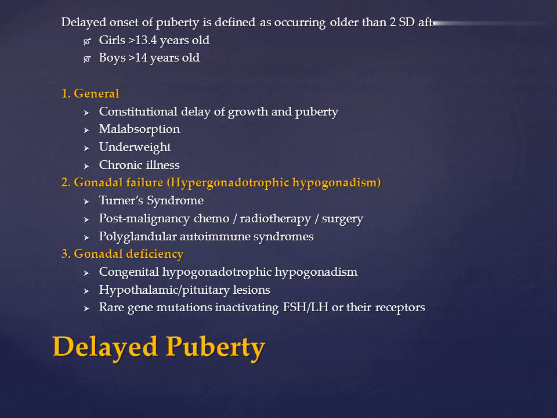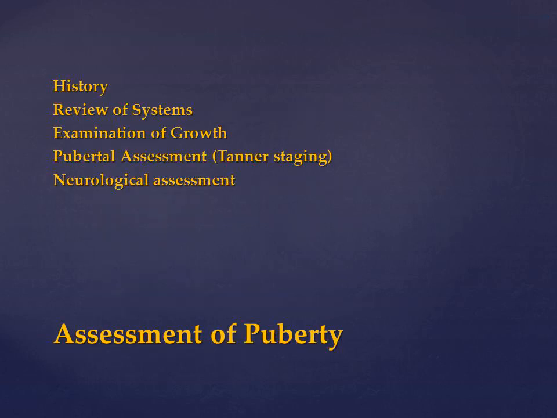Hypothalamic/pituitary lesions. Rare gene mutations inactivating FSH/LH or their receptors. Delayed puberty. Assessment of puberty: history, review of systems, examination of growth, pubertal assessment, Tanner staging, neurological assessment.